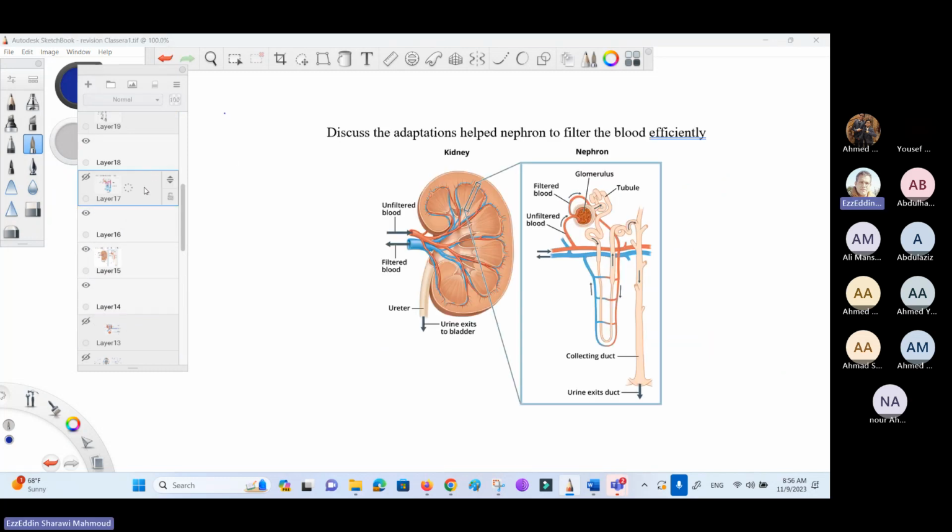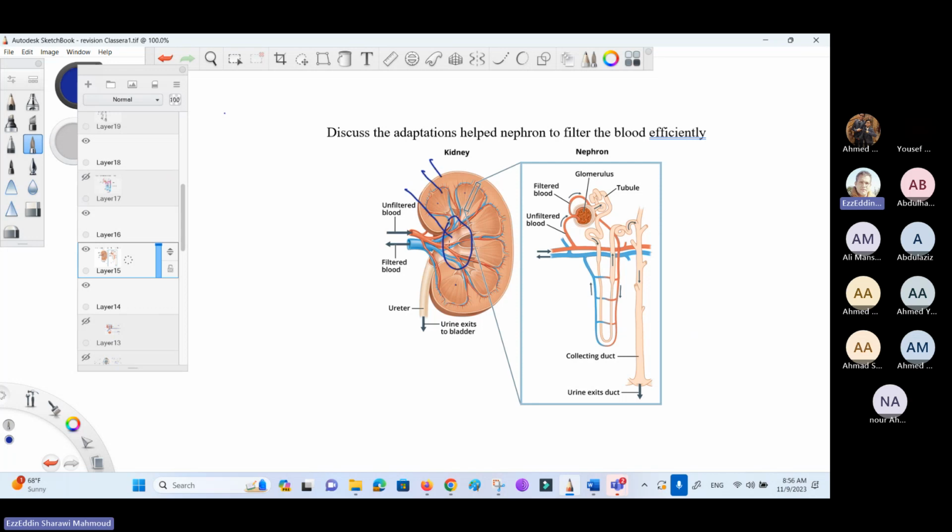Here, it's one of the most important figures. Each kidney has three layers. The first one, the outer one, is called cortex, and the middle one is medulla, and the innermost one is pelvis. Again, the outer one is cortex, the middle one, which has a pyramid-shaped structure, is called medulla, and the inner one is pelvis.